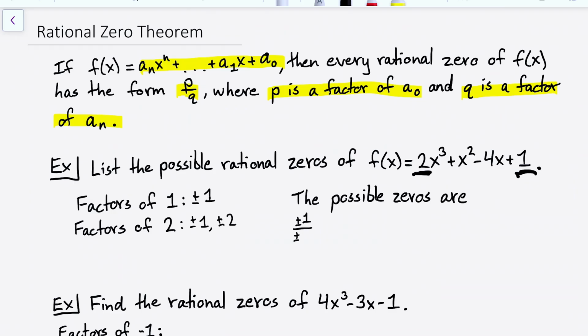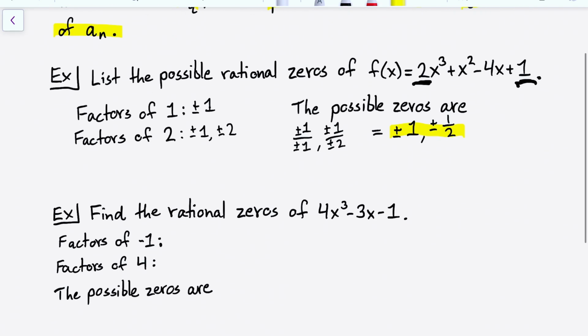So the possible zeros would be plus or minus 1 divided by plus or minus 1, or plus or minus 1 divided by plus or minus 2. We can simplify this quite a bit. So positive or negative 1 divided by positive or negative 1 is just positive or negative 1. And the second set of factors is positive or negative 1/2. These are the possible zeros for this polynomial function. We're not guaranteed that these are zeros, but these are our possibilities. Any zeros that exist will be from this list of values.